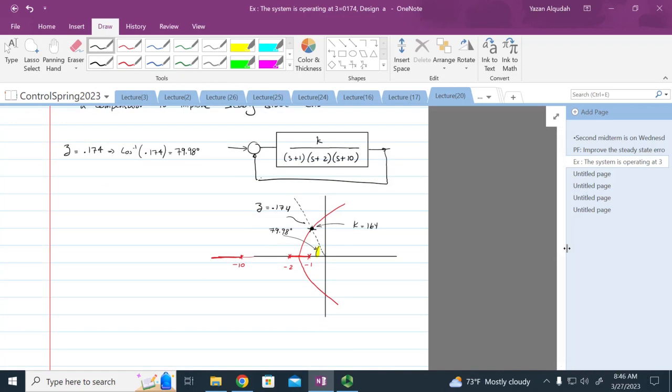So we found this point. We found the poles, s1 and 2. They're going to be negative 0.69 plus or minus j 3.9, and K is equal to 164. Make sense? That point that we marked there corresponds to negative 0.69 plus or minus j 3.9.